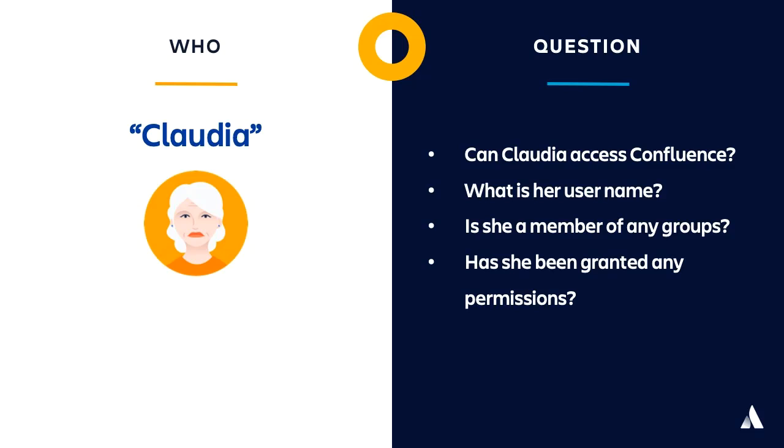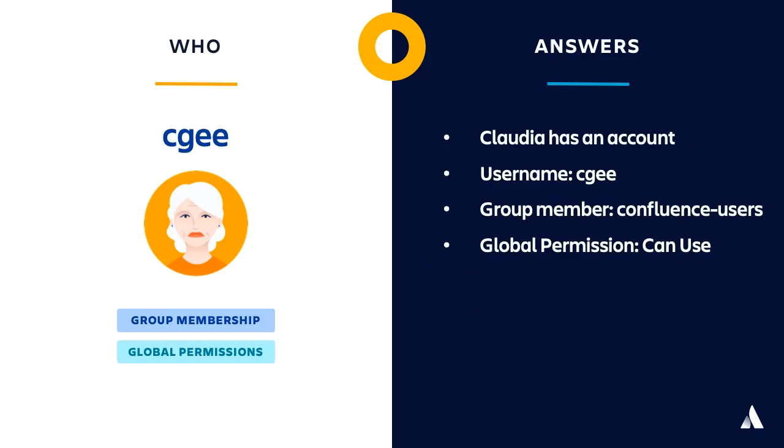Let's start by looking at the user who is involved in our scenario. Her name is Claudia. Has Claudia been added to a user in Confluence? What is her username? Is Claudia a member of any groups? Has she been granted any permissions already? You access Confluence administration and search for Claudia. You can confirm Claudia has one account and a username, CG, and she's a member of the default Confluence users group. As a member of that group, she has the can use global permission.